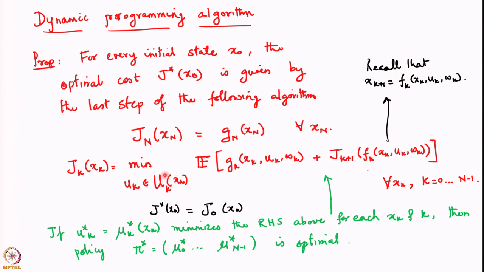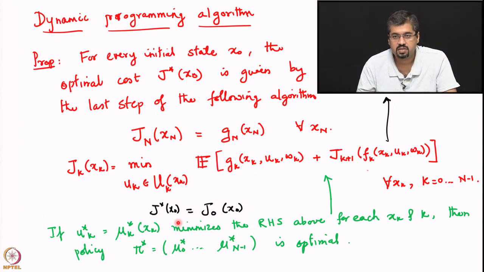For any such state, we compute this expectation and minimize it over all u_k that can be chosen in that state x_k. So, you minimize this expression over all u_k in capital U_k of x_k. This minimization gives us a u_k star, which is the optimal action. But that u_k star could be potentially different for different x_k.